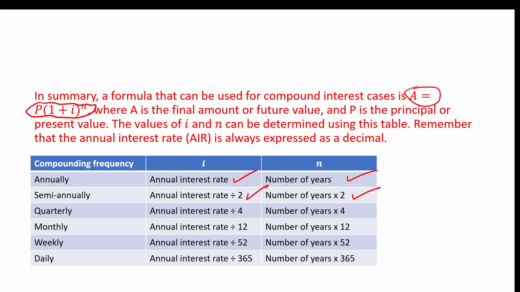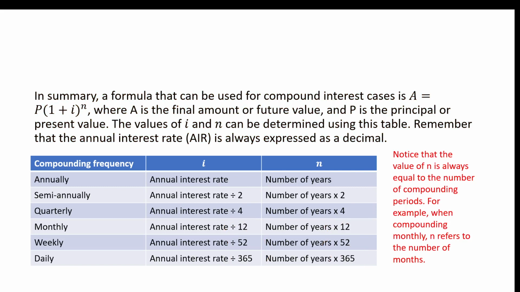If we're talking about a quarterly compounding frequency, we divide the annual interest rate by 4, but multiply the number of years by 4 to give us our exponent. And we follow a similar pattern here with monthly, weekly, and daily. Every time we have a certain compounding frequency, whatever we divide the annual interest rate by to get the value for I is the same amount that we multiply the number of years by to get the value for n, or the exponent. Now notice the value of n will always be equal to the number of compounding periods.